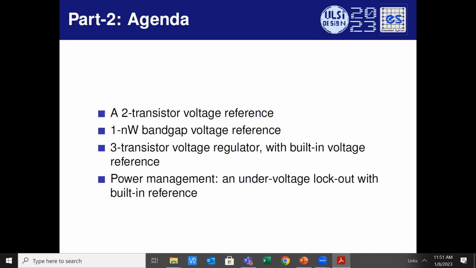So we are going to diverge a little bit. So far you have seen the traditional bandgaps, and we are also short on time, but I'll give you a flavor of other kinds of modern voltage references. And to start with, this is a brief agenda.